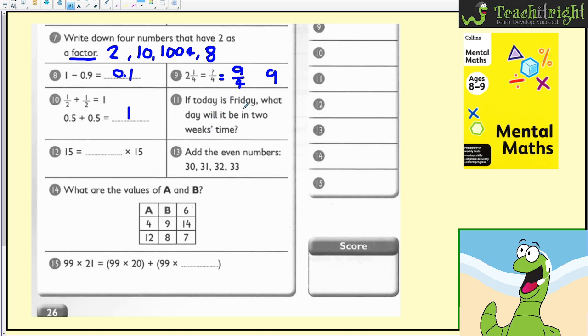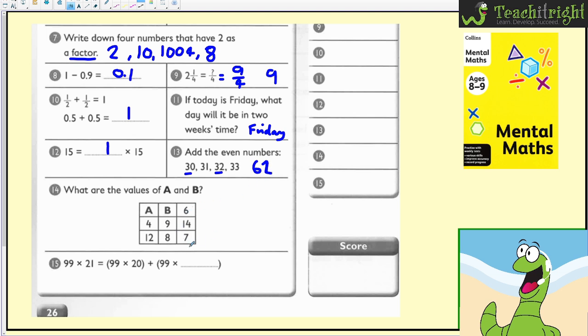Well, in 1 week's time it will be Friday, and in another week's time it will be Friday again. So the answer is still Friday. It's quite a nice question, that one. 15 equals 15 times what? Or what times 15? Well, 1 times 15. 1 lot of 15 is equal to 15. Add the even numbers. Well, those are the even numbers, so 62 is the answer.